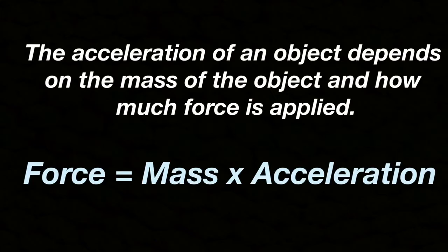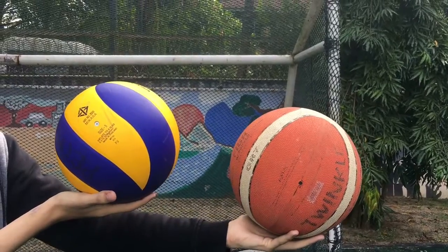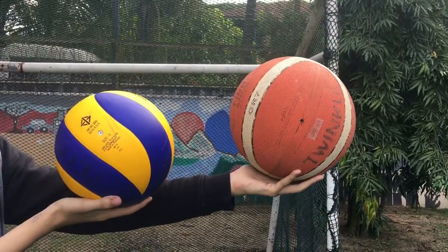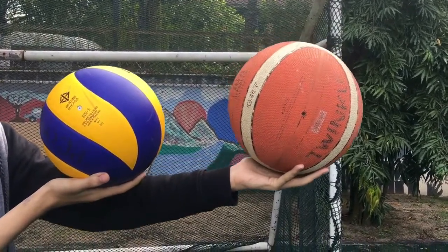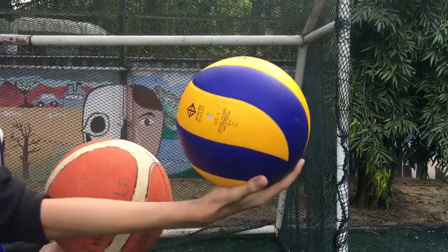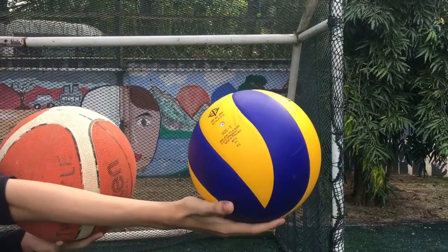Newton's second law of motion states that the acceleration of an object depends on the mass of an object and how much force is applied, also known as force equals mass times acceleration. The greater the mass of an object, the greater the amount of force is needed to accelerate the object. For example, the basketball has a greater mass than the volleyball.